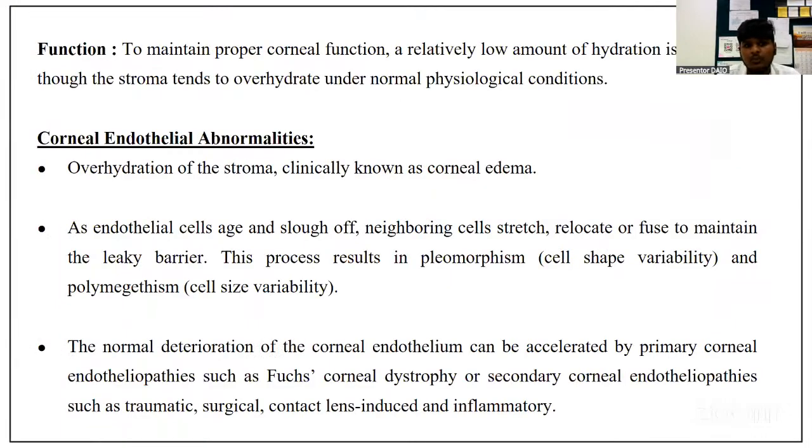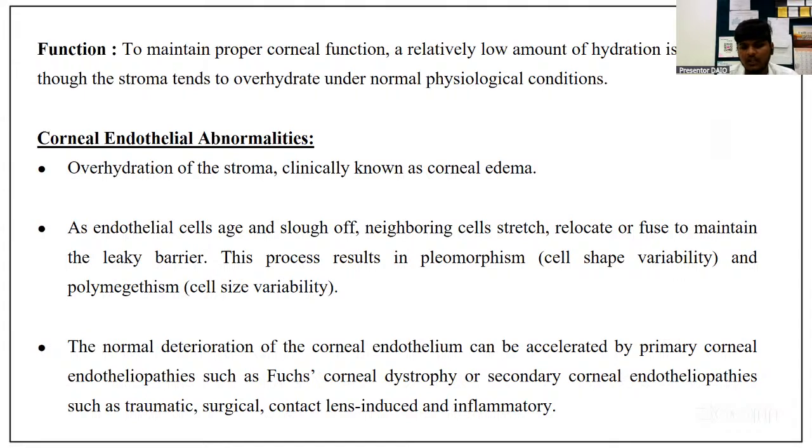To maintain proper corneal function, a relatively low amount of hydration is necessary, though the stroma tends to overhydrate under normal physical conditions. Corneal endothelial abnormalities: overhydration of the stroma, clinically known as corneal edema. As endothelial cells age and slough off, neighboring cells stretch, relocate, or fuse to maintain the leaky barrier.